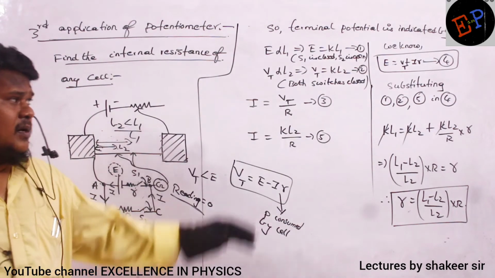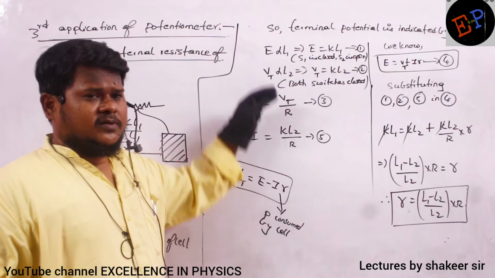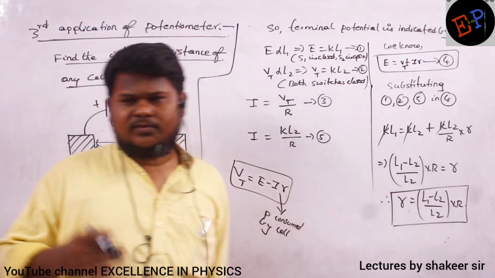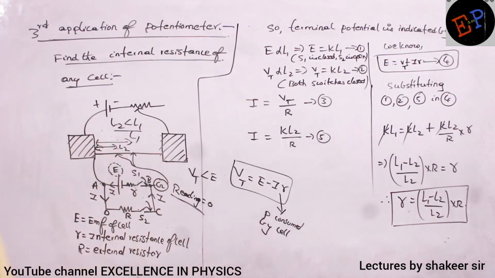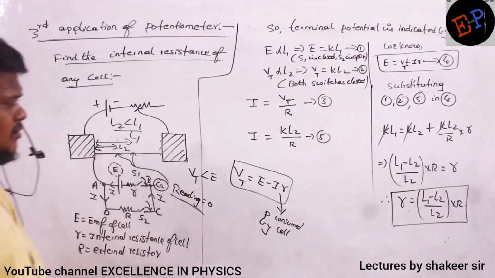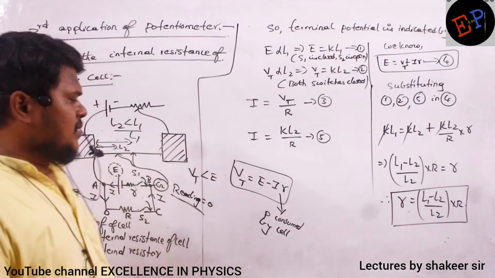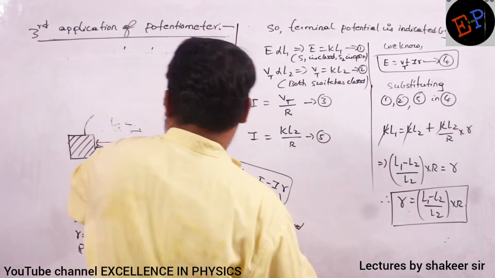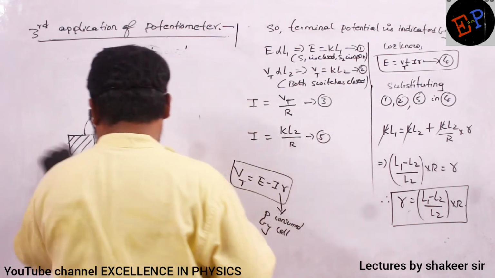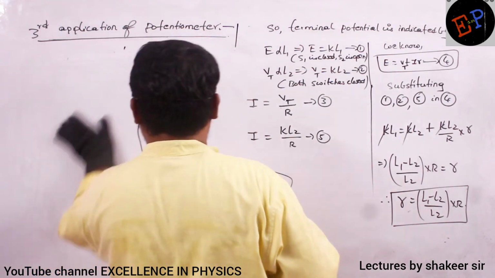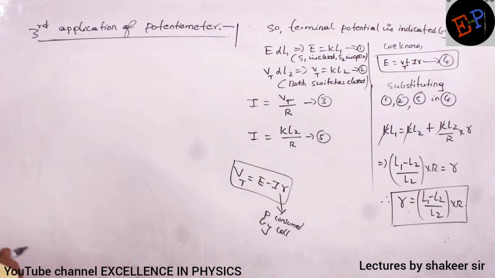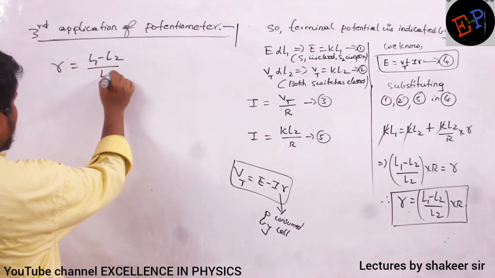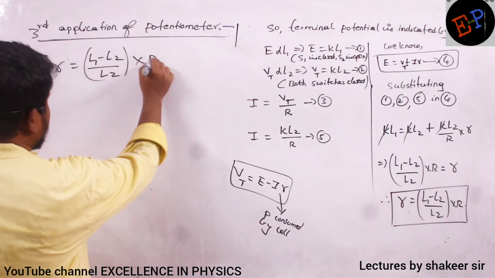All this you need not understand, just for your understanding. These equations you must remember. r is equal to (L1 minus L2) by L2 multiplied by the external resistor R. Now the same equation I can write like this also, one more equation for the internal resistance of the battery. One equation is r equal to (L1 minus L2) by L2 multiplied by capital R.